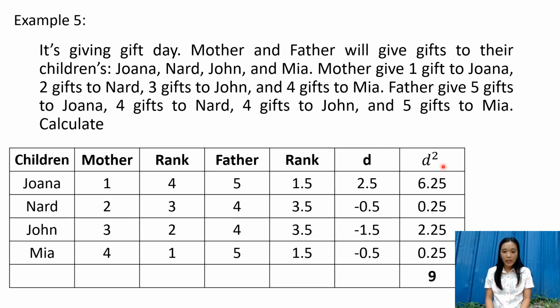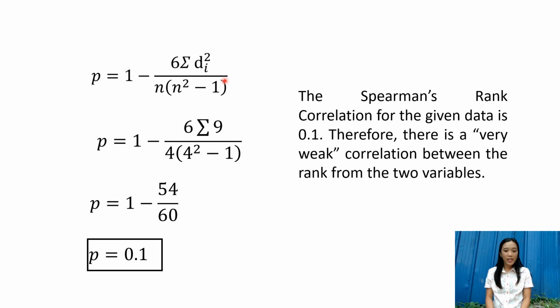Calculate the D value and multiply the D value by itself. 6.25 plus 0.25 plus 2.25 plus 0.25 is equivalent to 9. Our sum of d squared is 9, and the number of observations is 4, which are the 4 children. And 6 times 9 equals 54. 4 times 4 squared minus 1 is equal to 60. 1 minus 54 over 60 is equivalent to 0.1.